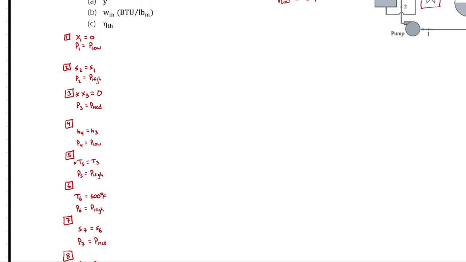So I use X1 and P1 to look up S1, then I use S2 and P2 to look up H2. I guess I also look up H1 using X1 and P1. Then I use X3 and P3 to look up H3 and use H4 being equal to H3 to announce that H4 is known. And then I use T5 and P5 to look up H5. So I have to go back to state 3, look up the saturation temperature corresponding to our 40 psi. Then I use T6 and P6 to look up H6 and S6.